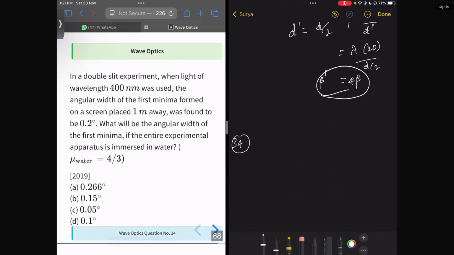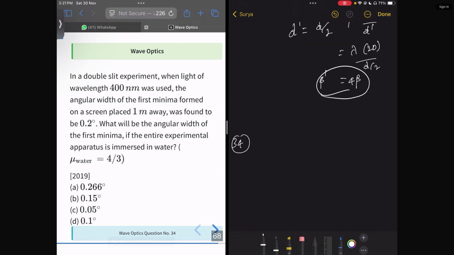In a double slit experiment, when light of wavelength 400 nanometer was used, the angular width of the first minimum formed on the screen placed 1 meter away was found to be 0.2 degree. What will be the angular width of first minima if the entire experimental apparatus is immersed in water?